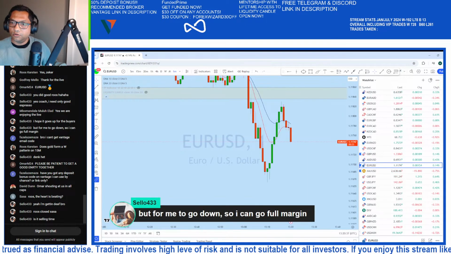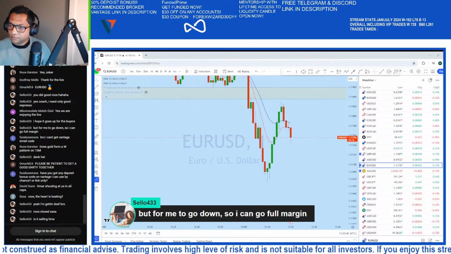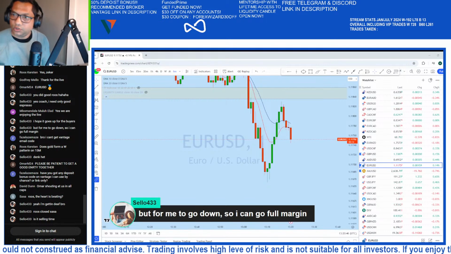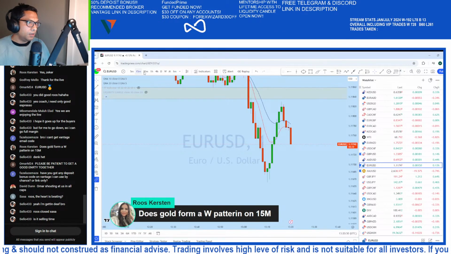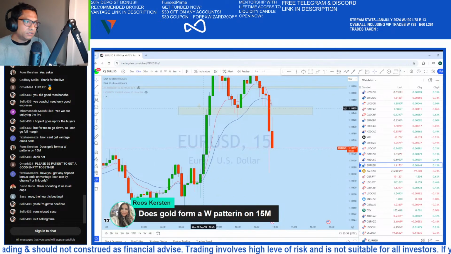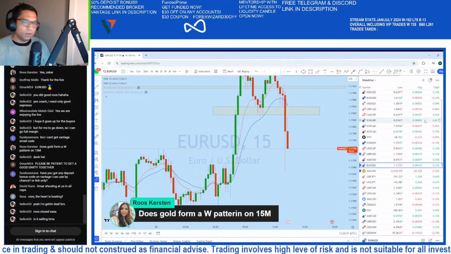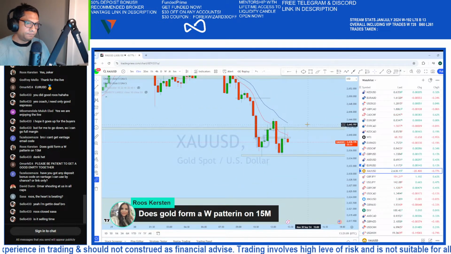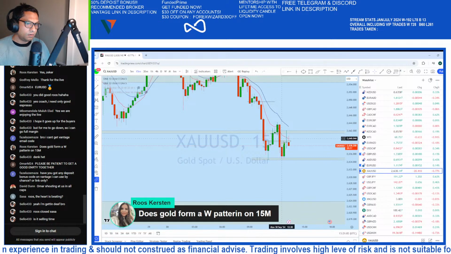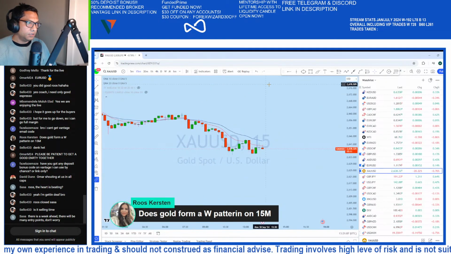Okay, downside on EUR/USD. Does gold form a W pattern on 15 minutes? Okay, so on EUR/USD, on gold, 15 minutes W pattern. Say that, 15 minutes.